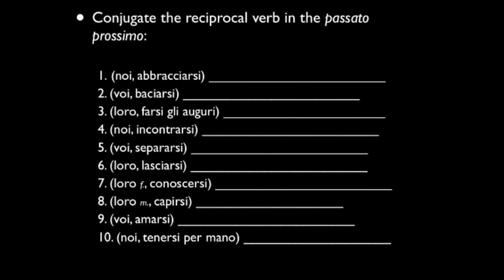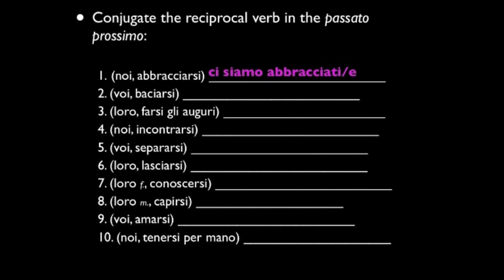Okay, let's give a couple of these a try right now. We're going to conjugate the reciprocal verb in the passato prossimo. Number 1, noi abbracciarsi, we hug each other. Give that one a try. That one is ci siamo abbracciati or abbracciate.